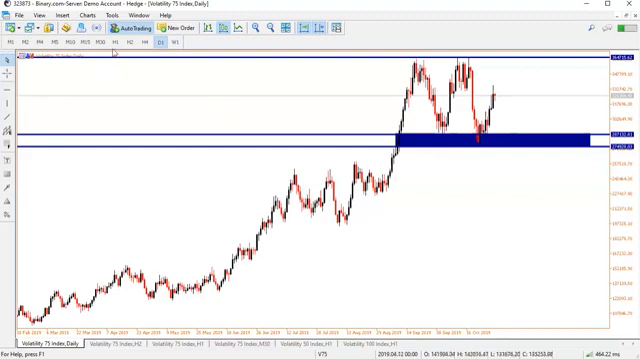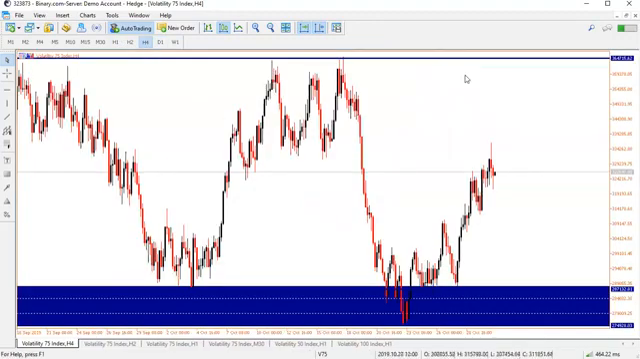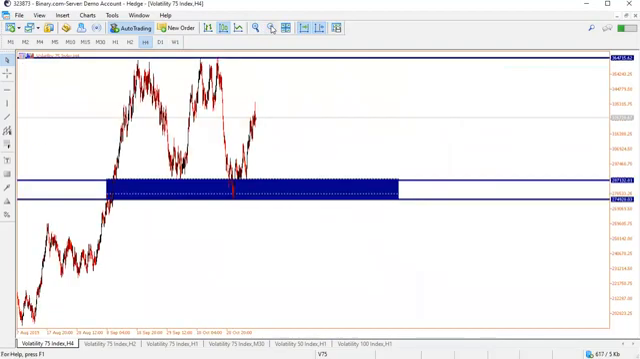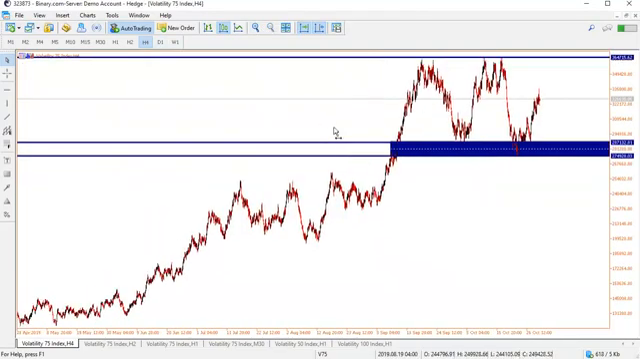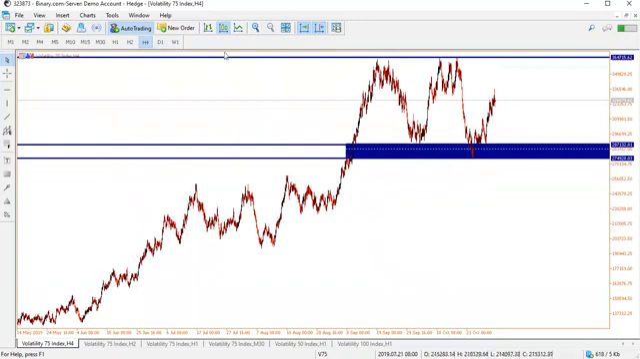But what happens when we move to the 4-hour time frame? Always zoom out your charts, guys. Always zoom out your charts in order to be able to identify these supports and resistances. Okay, so we have zoomed out our charts, right?